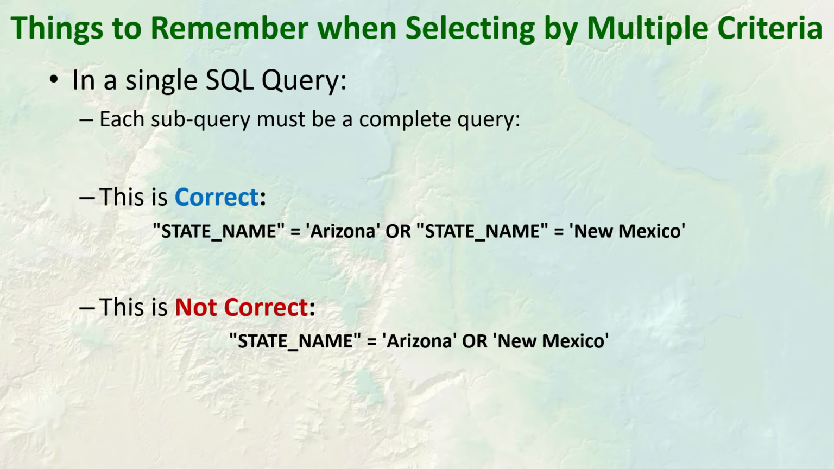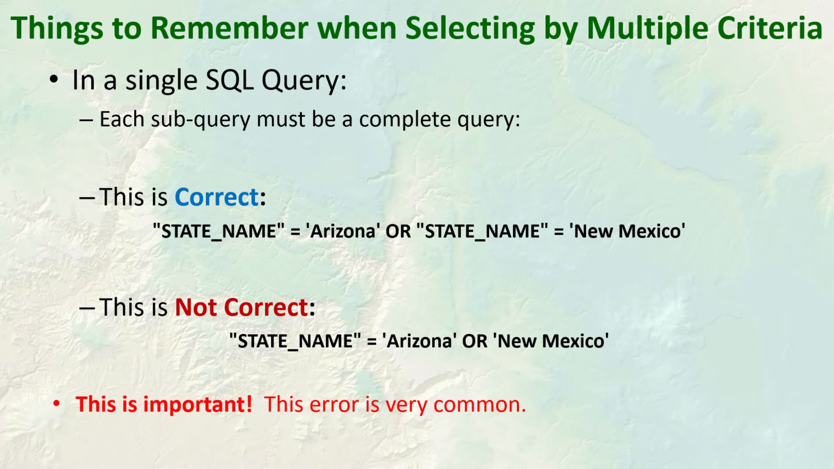This is not correct: state name equals Arizona or New Mexico. Now you might notice the second option generally makes more logical sense to people. I want Arizona or New Mexico. But the computer just doesn't read it that way. You have to structure your query in the way the computer can understand. And this particular error is really common. Actually, the good thing about this particular error is that it raises an error. It will crash. That way you know you did it wrong.